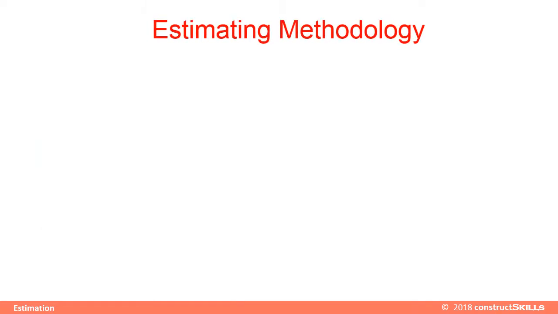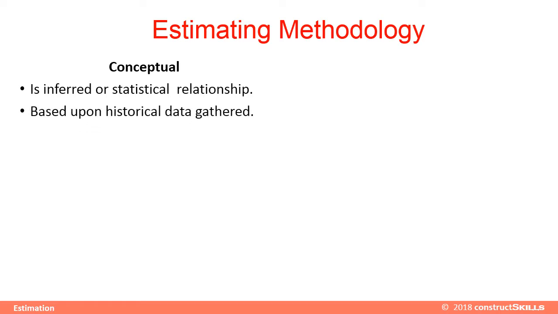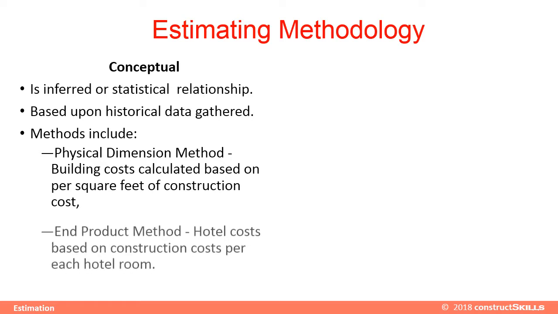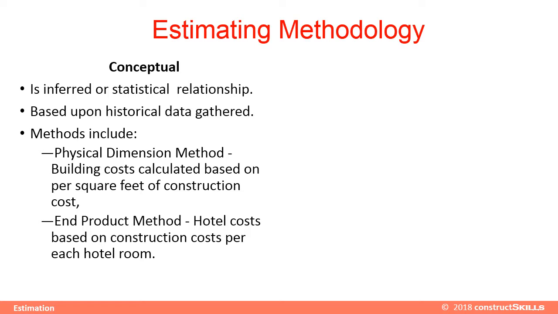Let's move on to estimating methodology. The estimating methodology falls into two broad categories: conceptual and accurate. Conceptual estimating is an inferred or statistical relationship. It is based upon historical data gathered. It includes methods like the physical dimension method, for example building costs calculated based on per square foot of construction cost, and the product method, for example hotel costs based on construction costs per hotel room, capacity factor, and ratio method.